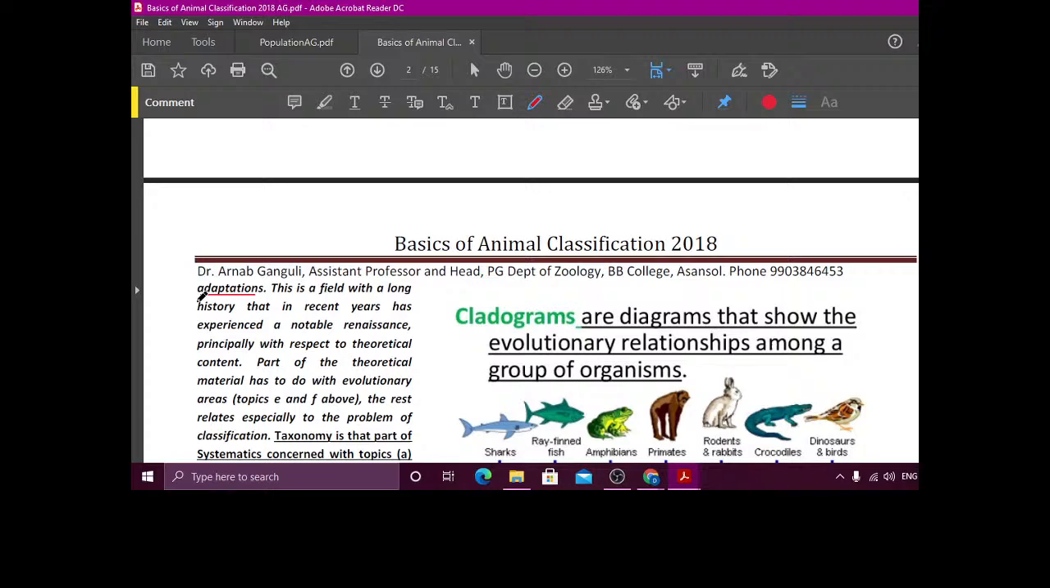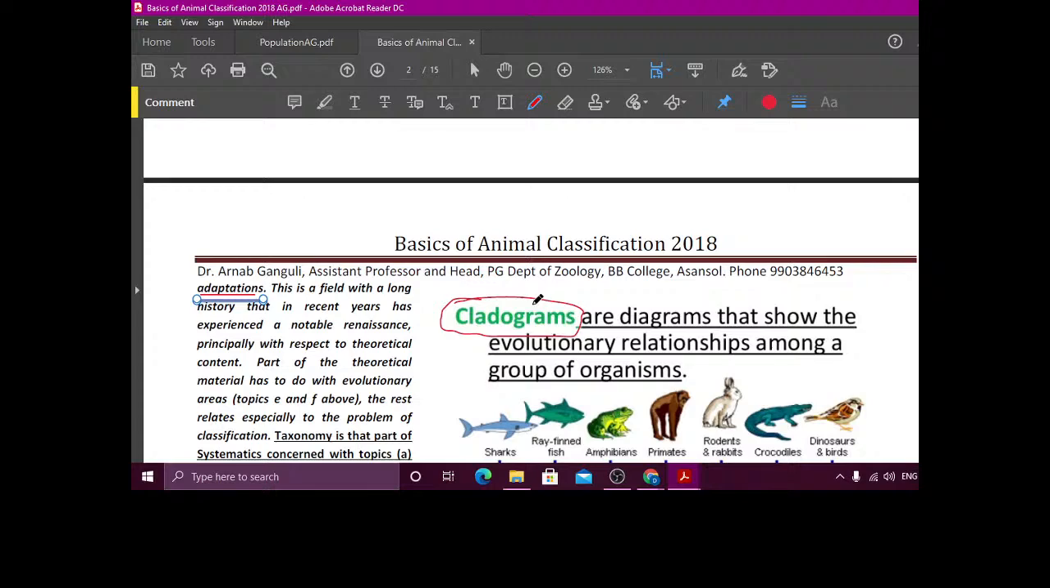So whenever they ask you what is the difference between systematics and taxonomy, this is the answer which you have to give. So evolutionary histories are studied by methods known as diagram known as cladogram. So what are cladograms?